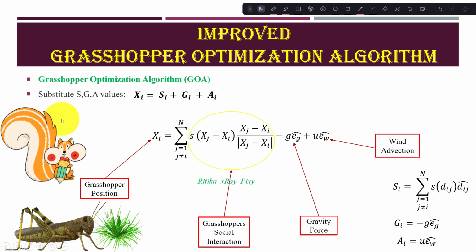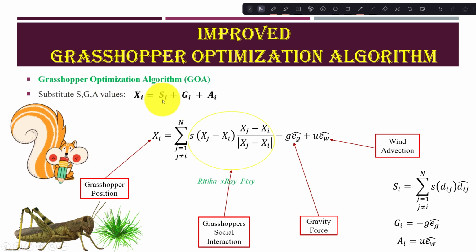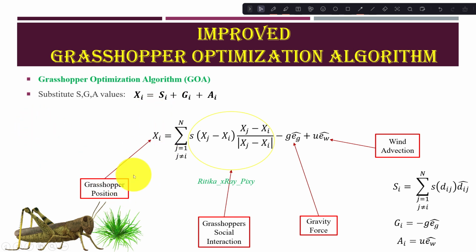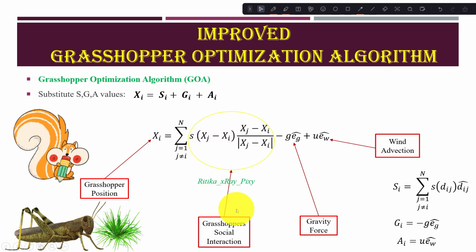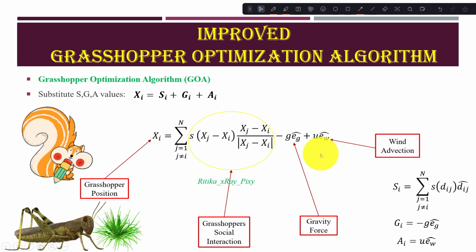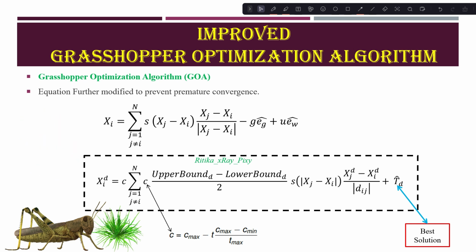Now we will substitute the values of S, G, A in this model, and here you can see xi, that is the grasshopper position, and here you can see the value for Si, and this is the value for Gi, and here the value for Ai. Now you can see here this is the final equation we obtained for agent position, but we cannot use this equation to solve optimization problems.